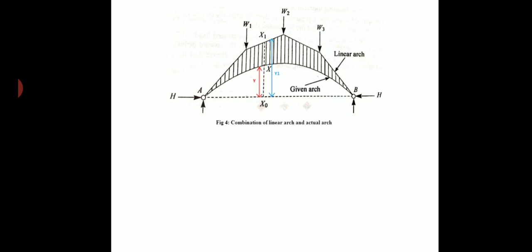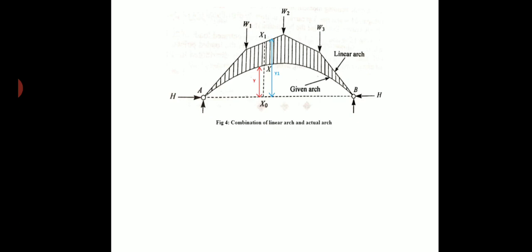Again, I take the section at the same place, but extend it to the linear arch, which would be x naught x1 on the same line itself. It is at a vertical distance equal to y1. I'll just repeat it once again.